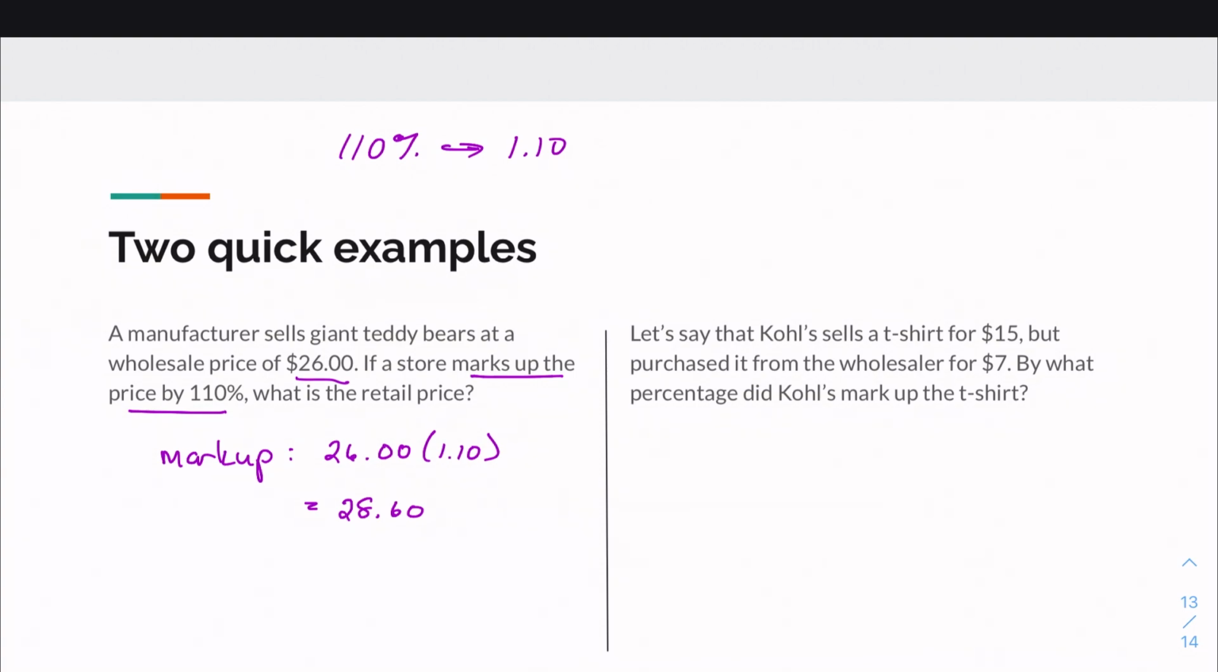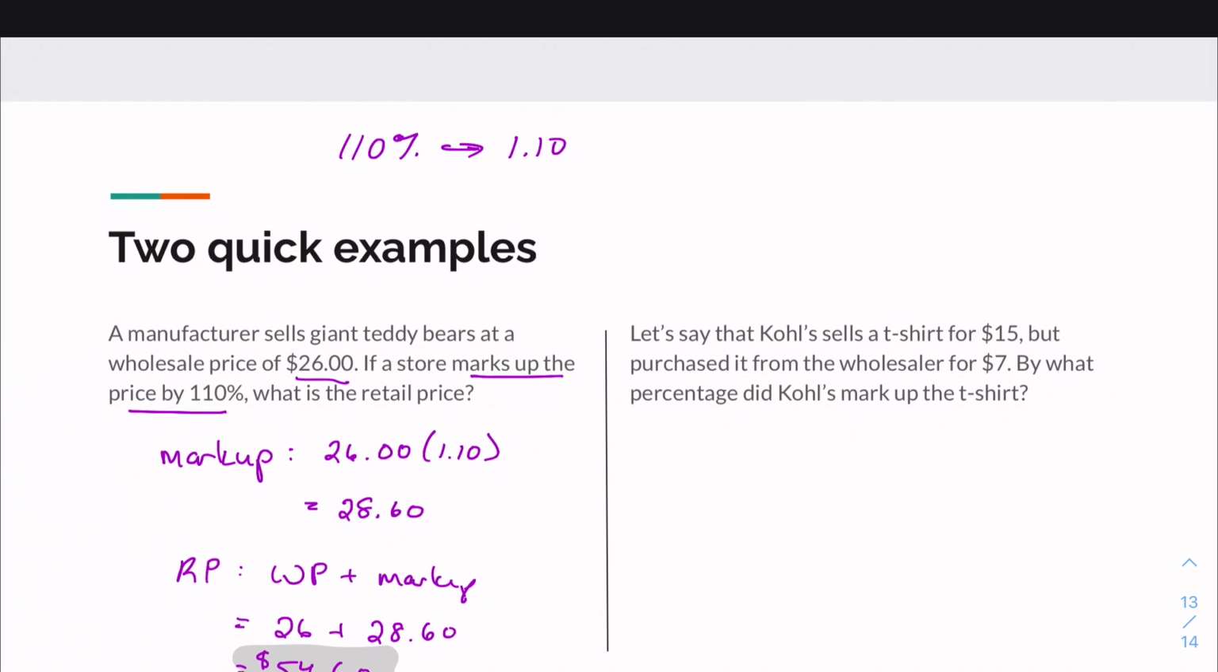And then this is my markup price. So my retail price is going to be the wholesale price plus the markup. So I'm going to take my 28.60 and add that to my 28. Sorry, my 26. It's going to give me 54.60. And that's going to be my retail price. That's all I'm doing here. I just did that percentage in my head, so I really hope I did that correctly. Check my math, tell me if I'm wrong.